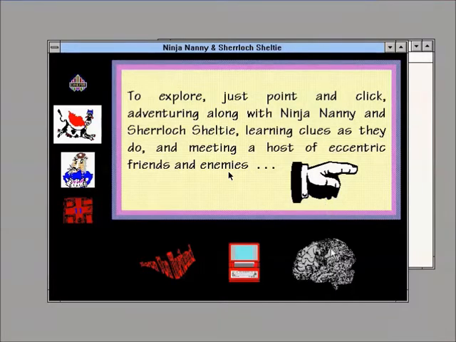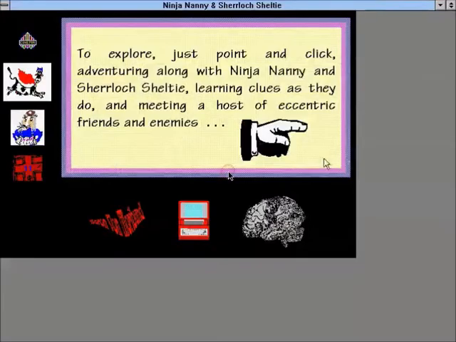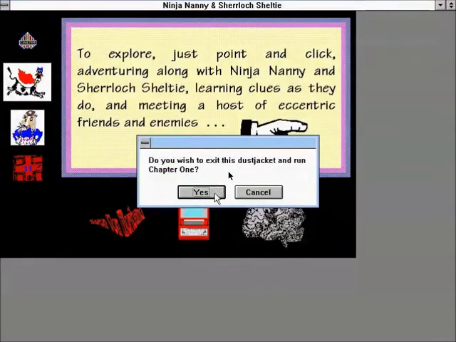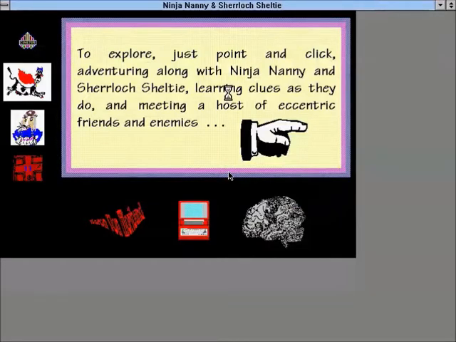Okay. Let's get on with the show. And yes, I'm learning how to use Windows 3.1 too. Do you wish to exit this dust jacket and run chapter 1? Let's hurry up and get to the story. Okay.